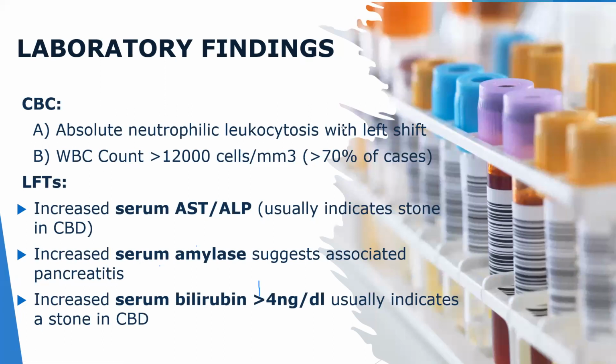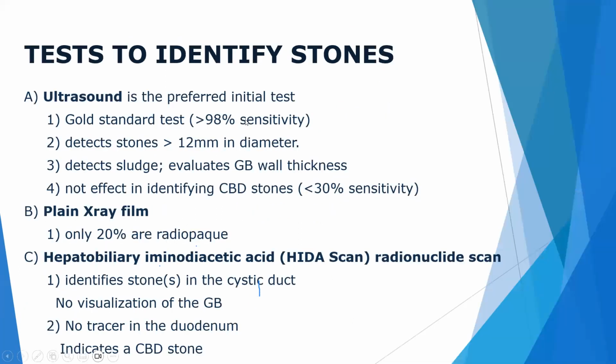Coming to that, if you have performed the HIDA and there is no visualization of radio tracer in the duodenum, then this means obstructive jaundice, and it is an indication of CBD exploration, the common bile duct exploration, other than the cholecystectomy. You will definitely be going for cholecystectomy, but you will not stop here. You will also explore the CBD, so as not to miss any stone in the CBD.